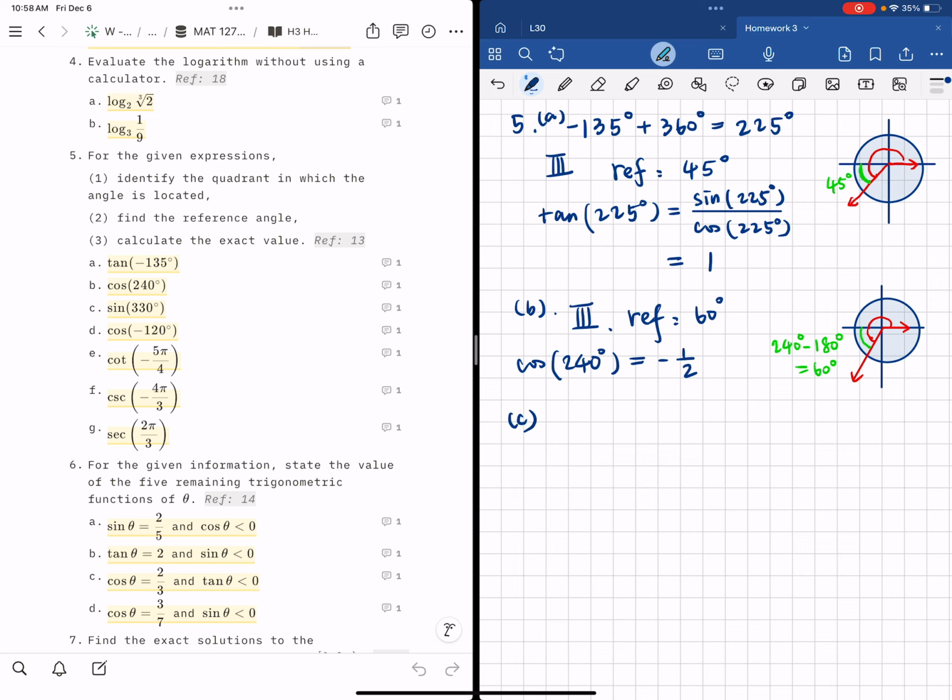All right, part C, sine of 330. Let's do a graph first. I think I'm going to put the graph here.